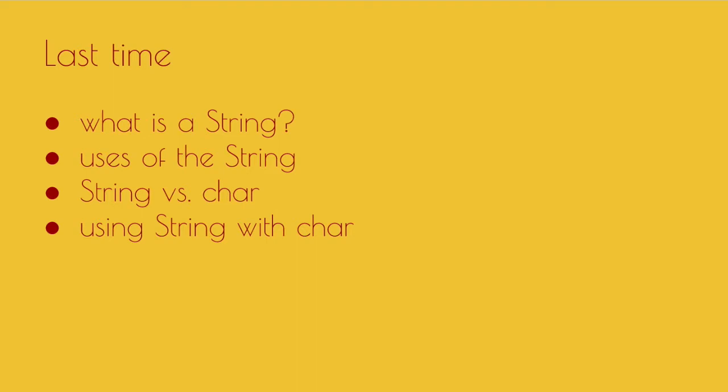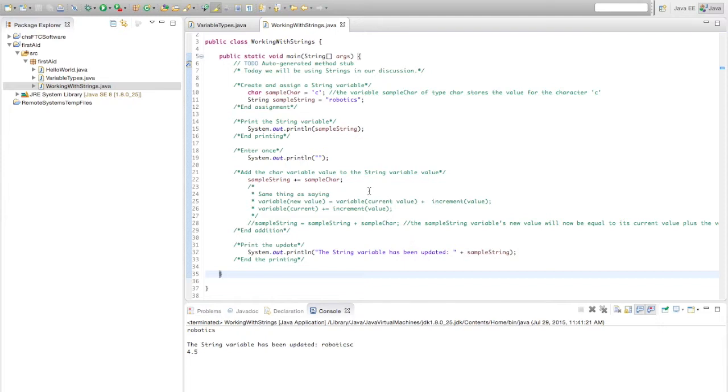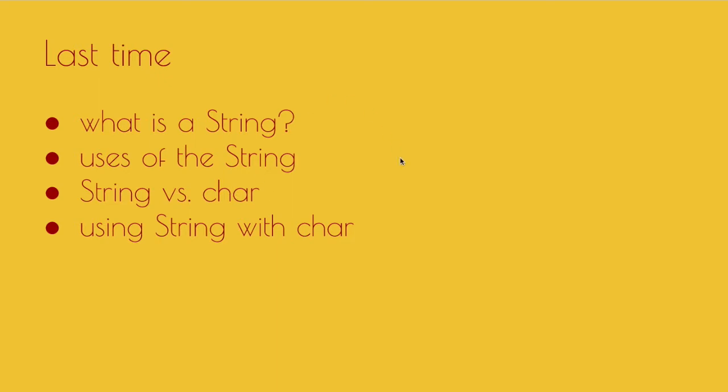So, last time we talked about what a string is, the uses of the string variable type, the differences between a string variable and a char variable, and using the string variable with a char. As you can see here, we added a string variable to the char variable, right here in this line. So we talked about how you can add a char variable's value to a string variable's value, and that wouldn't return an error, and it would work. So these are certain things that we talked about.